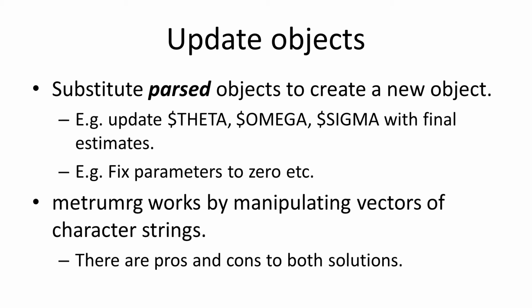Now, there are other packages that do very similar things to rspeaksnonmem in running NONMEM, running PsN. And packages like metrumrg work on manipulating the vectors of character strings. I see that there are pros and cons in doing that. It involves quite a lot of textual searching and looking for patterns within the text strings. And I think that it's somewhat easier to see what's going on, and hopefully more robust, if you're dealing with these parsed objects.